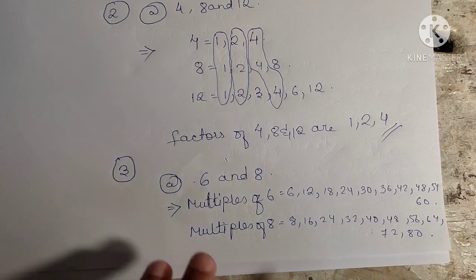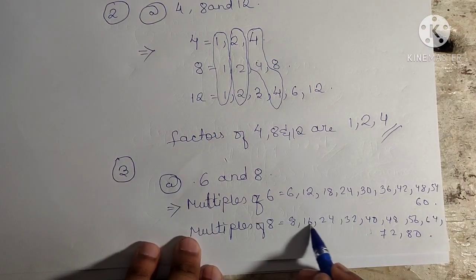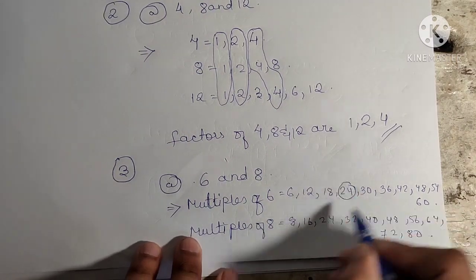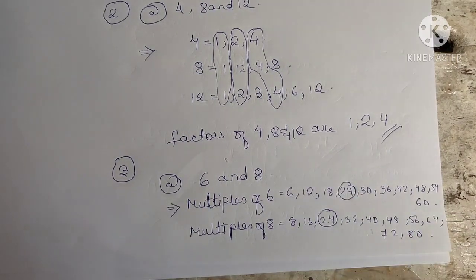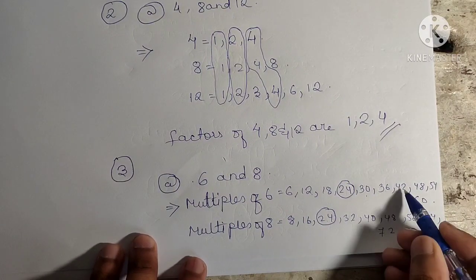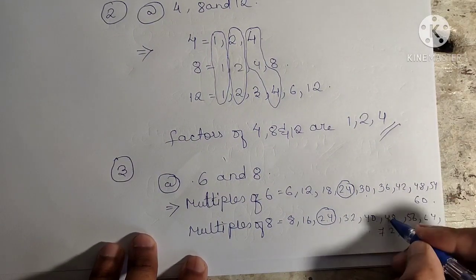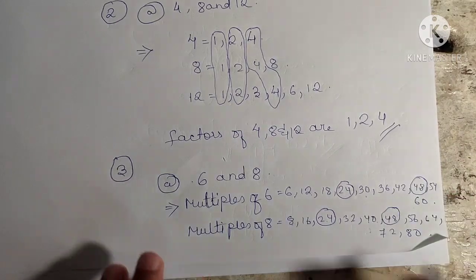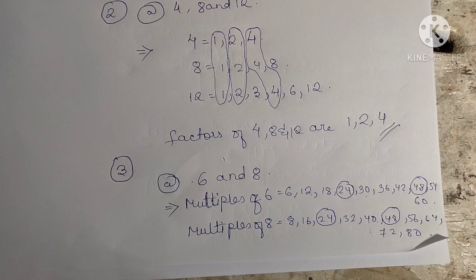So what is the first? When you see, 6, 12 and 18 are not present here. That means what is the first one? 24. See, the first one is 24. Common between them is 24. Next, what is common? If you see, 30 is not present here, 36 is not present here, 42 is not present here, 48 is present. So the next one is 48. Okay, this is the second one. Do you have the last one?